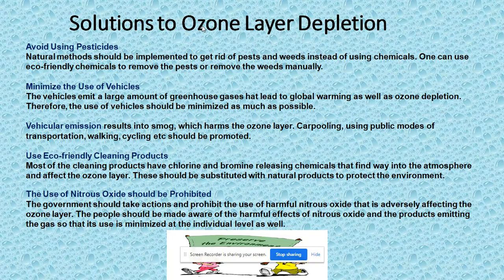Minimize the use of vehicles. The vehicles emit a large amount of greenhouse gases that lead to global warming as well as ozone depletion. Therefore, the use of vehicles should be minimized as much as possible. Vehicular emission results in smoke, which harms the ozone layer. Carpooling, using public modes of transportation, walking, cycling, etc., should be promoted.